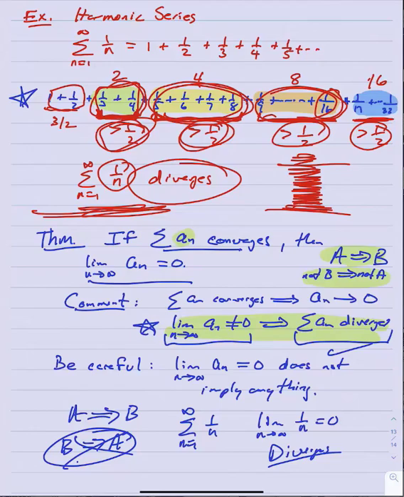Okay, I think what this tells you is from here on out, if you're investigating any series, the first thing you should probably try is this theorem because it's so easy to apply. If you get an answer of limit of zero, then you know you're going to have to try something else to investigate further. If, on the other hand, you get a limit that is not zero, then right away you know the answer is divergent, and you're done.